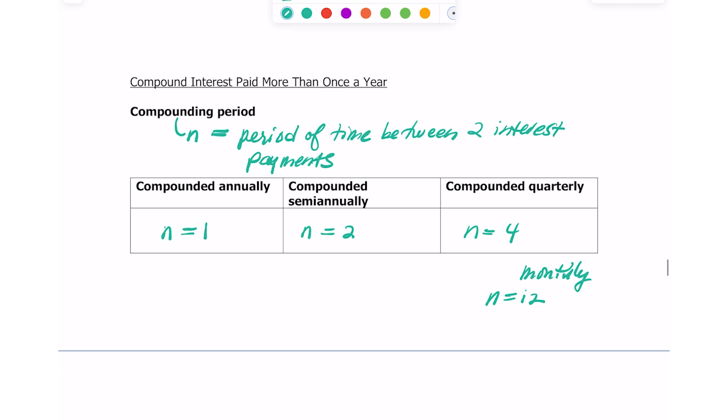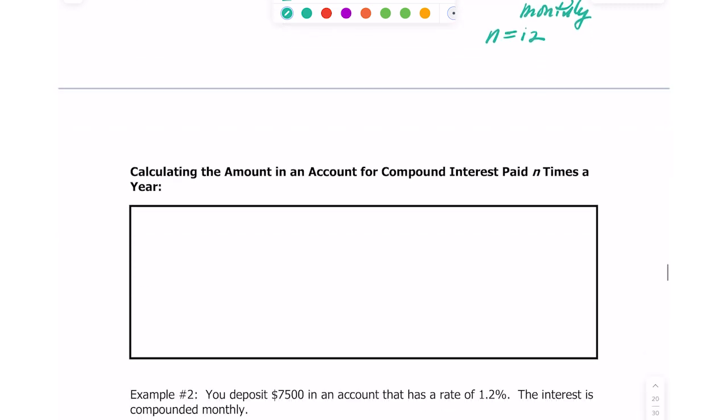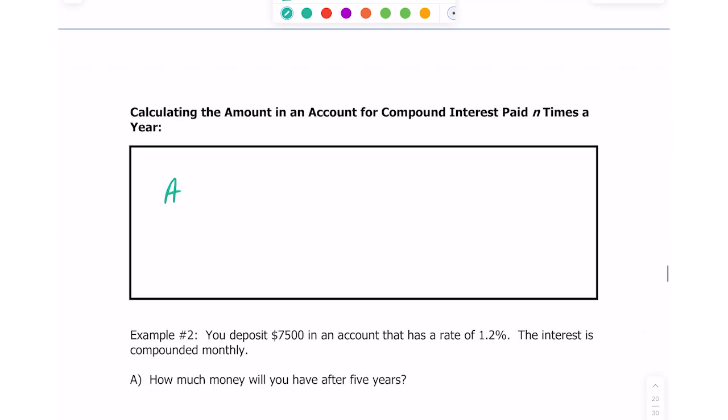So we're going to tweak our formula to a new formula for calculating the amount in an account for compound interest paid N times a year. N could be any number of times a year, and that's going to be A equals P times 1 plus R divided by N, to the N times T power. And again, N is just the number of compounding periods per year.